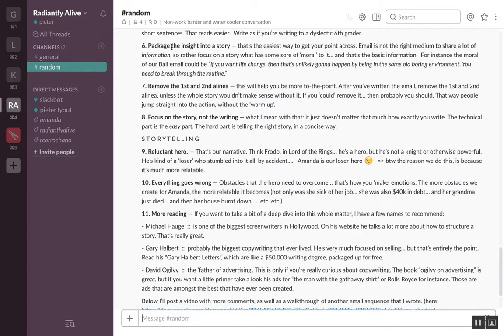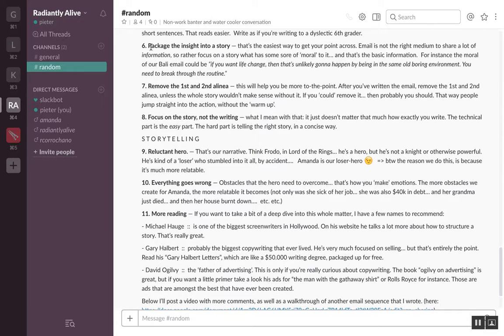And a really big thing is that in email it's really hard to share a lot of information with people. So rather than sharing a lot of information, what we want to do is take one main insight that you want to share with them and then package that insight up into a story.